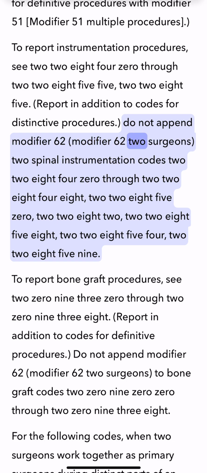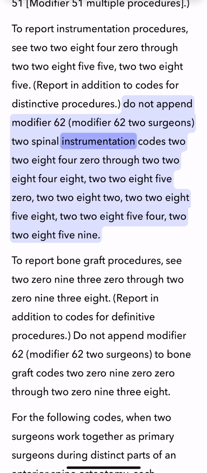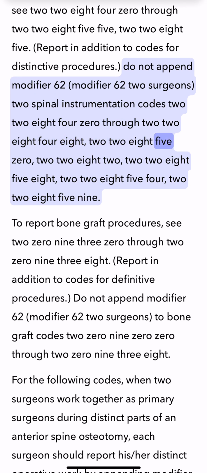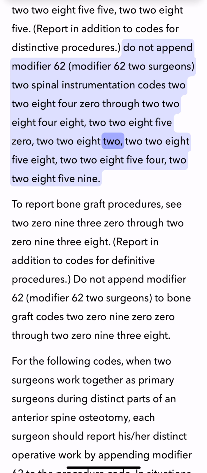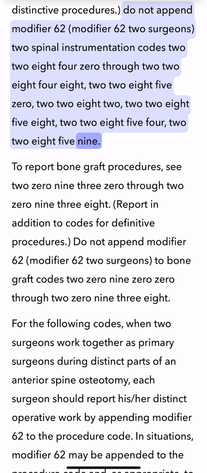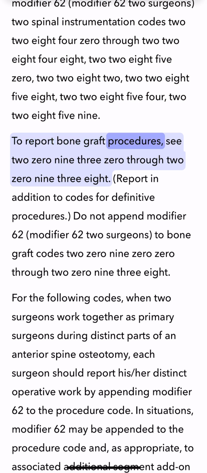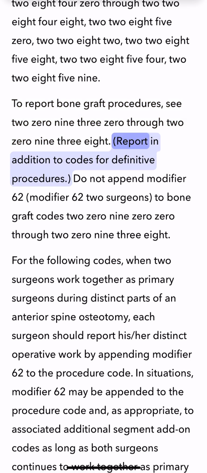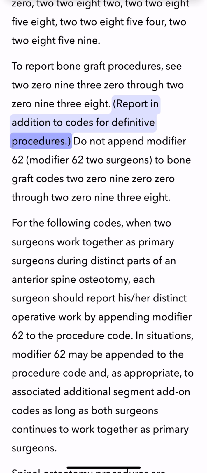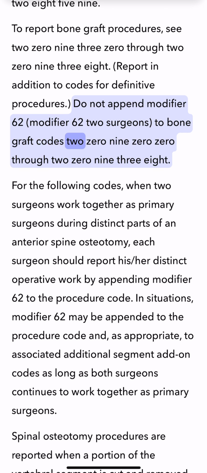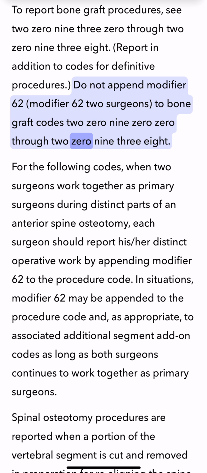Modifier 62 two surgeons to spinal instrumentation codes 22840 through 22848, 22850, 22852, 22858, 22854, 22859. To report bone graft procedures, see 20930 through 20938. Report in addition to codes for definitive procedures. Do not append modifier 62 two surgeons to bone graft codes 20900 through 20938.